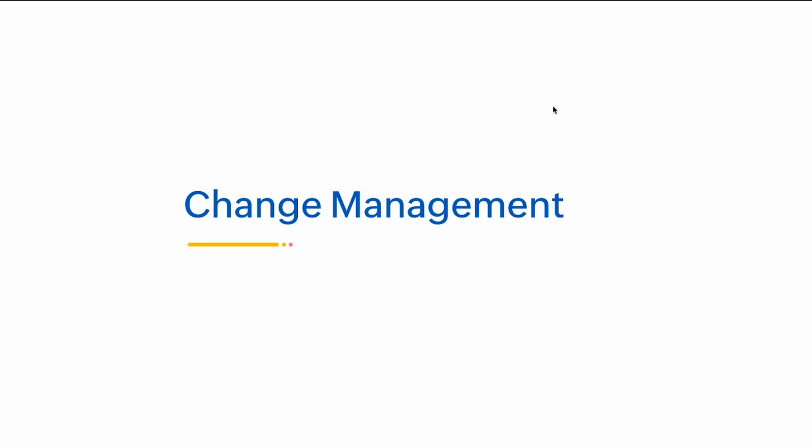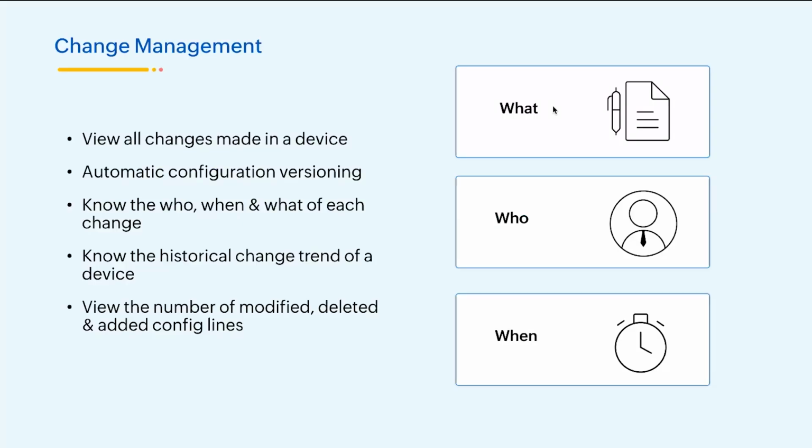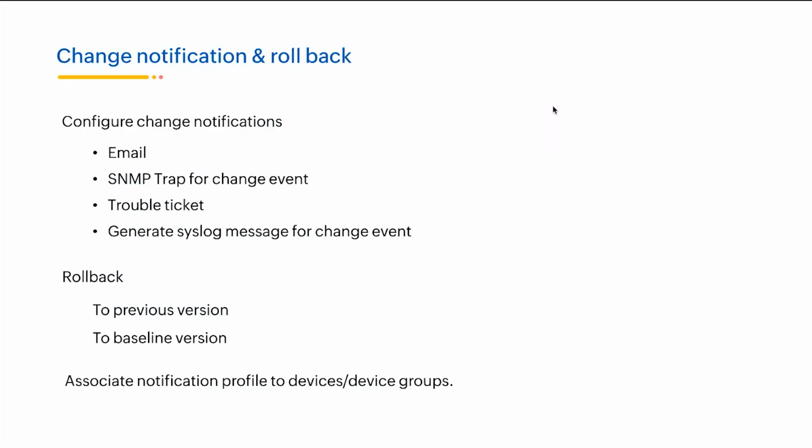Moving on to change management, which is another important feature of ManageEngine Network Configuration Manager. This allows you to view all the changes made to a device and automatically sync changes to different configuration versions. You can track the who, when, and what of each change, get a historical trend of changes for a device, and see the number of modified, deleted, or added configuration lines. One of the most important features in change management is the ability to receive change notifications and roll back to previous configurations when and wherever necessary.